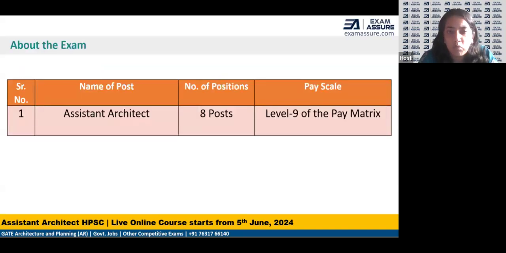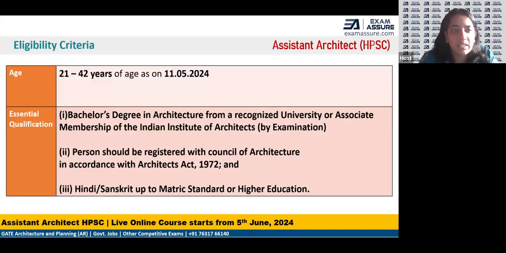Now, I'm sure most of you have filled the form. The post is for that of an assistant architect, and there are 8 vacancies for the same. As far as the eligibility criteria is concerned, the candidate should be between 21 to 42 years of age as on 11th May. That was the last date for filling the exam form. And as far as the qualifications are concerned, you should have a bachelor's degree in architecture. You should be registered with the Council of Architecture. And you should have had Hindi or Sanskrit in your 10th standard or higher education level.